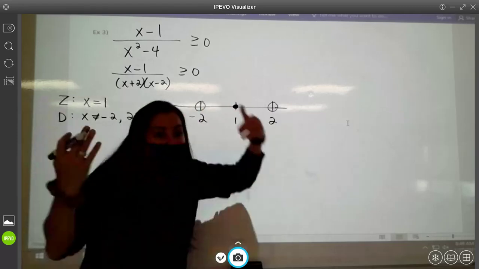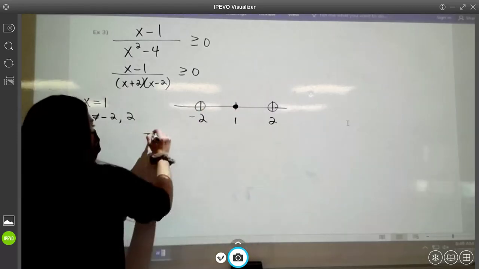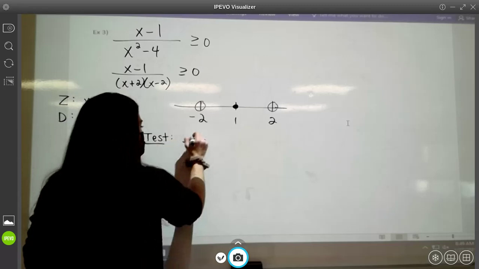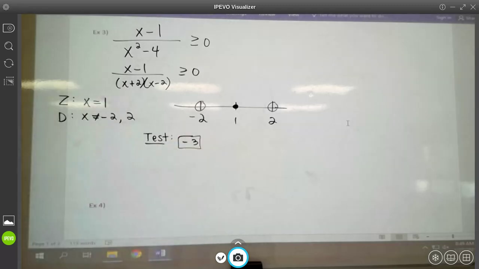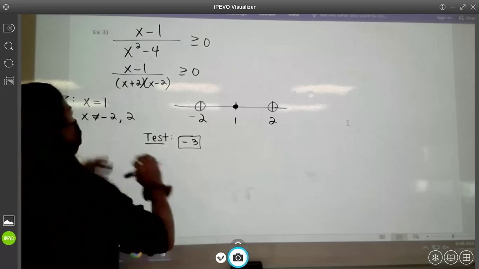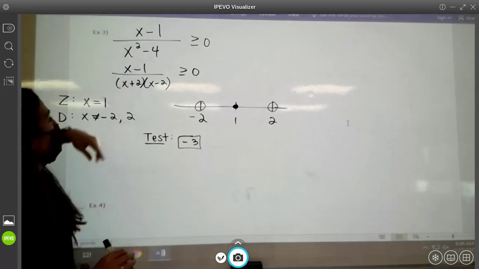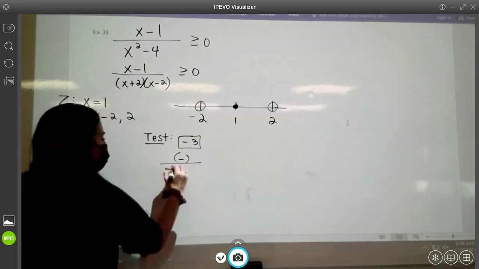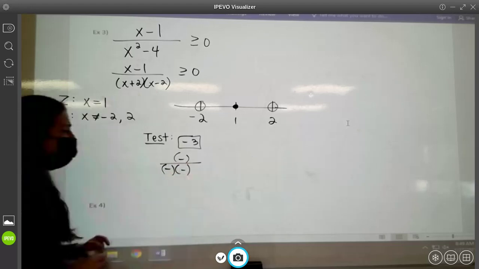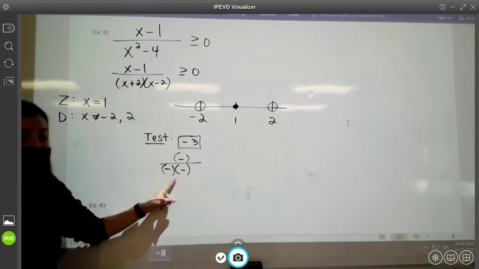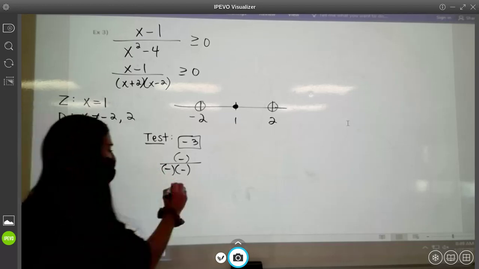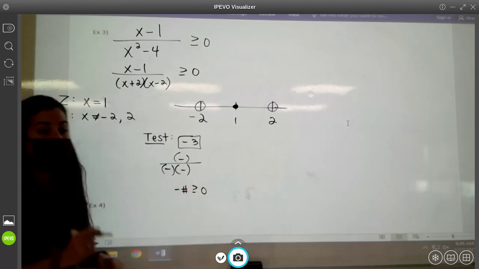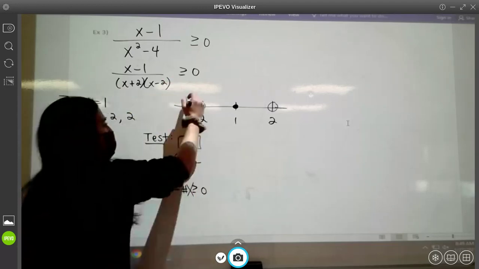Now I have 4 intervals to test. Let's get working. All right, I'm going to test -3 and see what we get. -3 minus 1 is negative, over -3 plus 2 is negative, -3 minus 2 is negative. That's going to be a negative over a positive. What's a negative over a positive going to end up as? A negative number. And is a negative number going to be greater than or equal to 0? No. So these are bad guys.